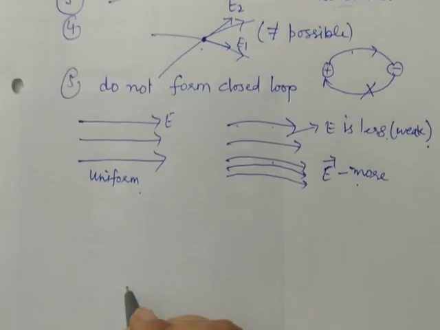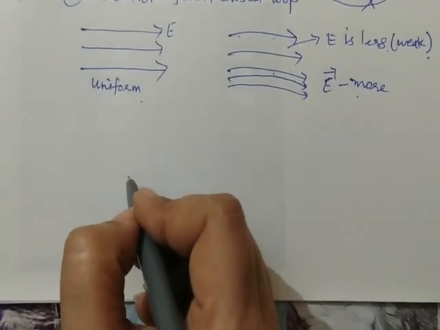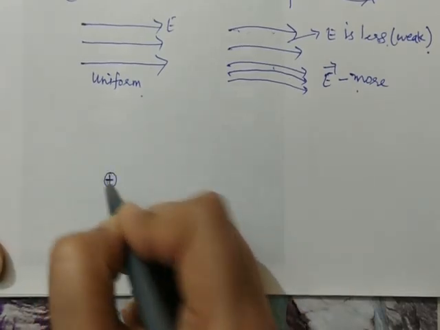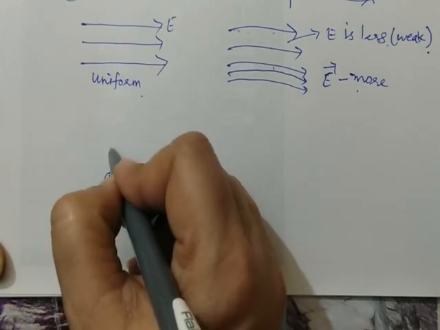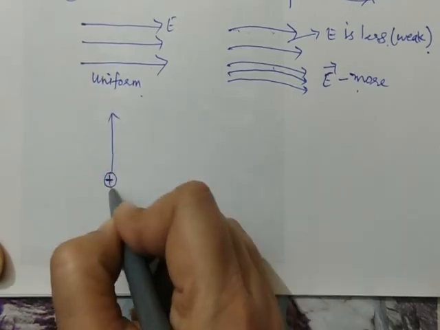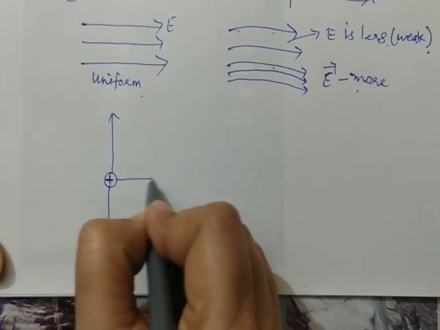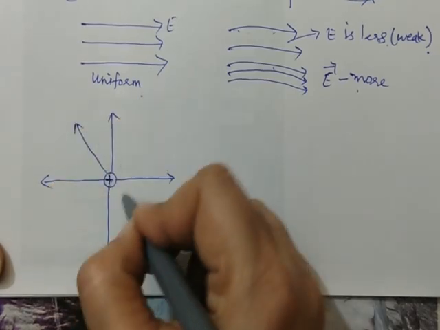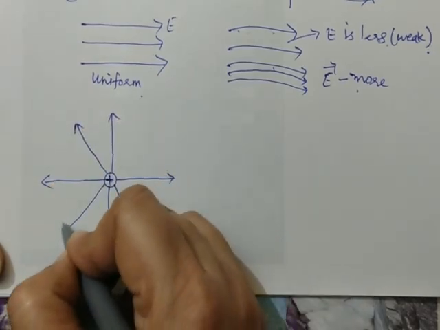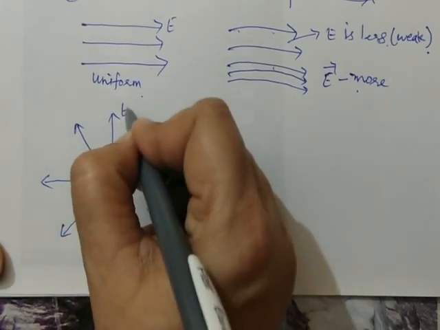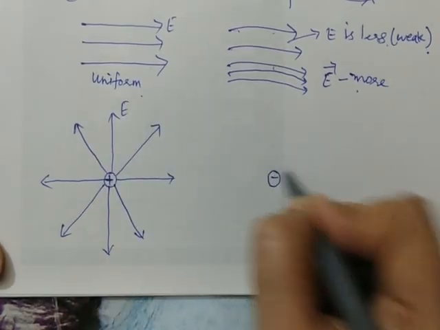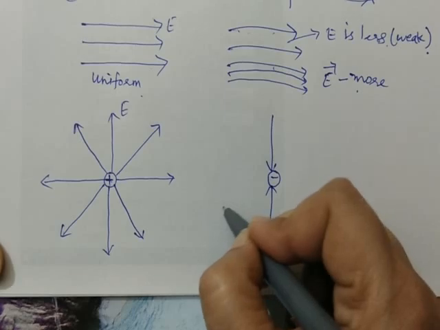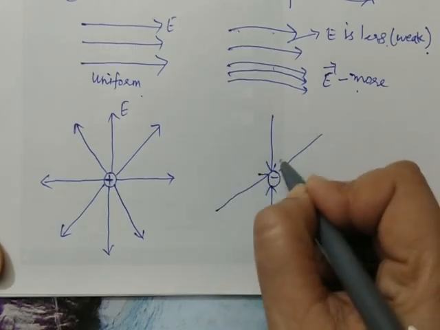We can draw electric field lines of a single positive charge and a single negative charge. If we have a point charge, a positive charge, then electric field lines from this positive charge move radially outward along the radius of a sphere. They all move out like this. If there is a negative point charge, they all will be radially inward. They will be along the radius of the sphere but inward.